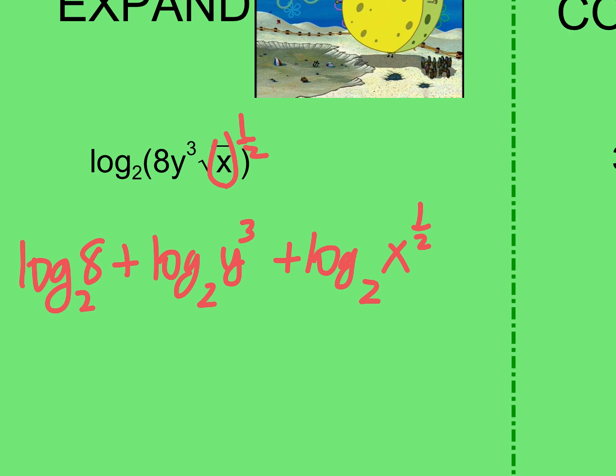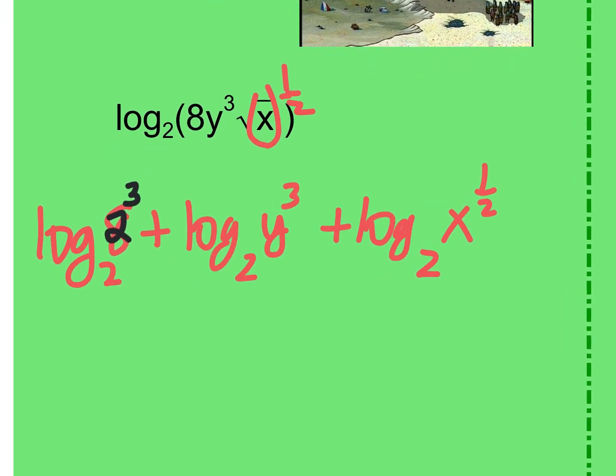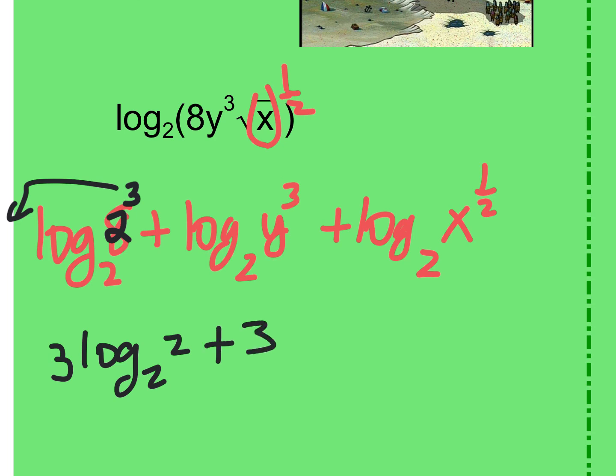Wait, stop a second. Let's change a few things to help them see it. That 8 could be written as 2 to the what? And so now, where can that 3 go to expand this even further? Down to the front. So Tyler, read us the answer. 3 log base 2 of 2. Yep. Plus 3 times log base 2 of y plus 1/2 log base 2 of x.